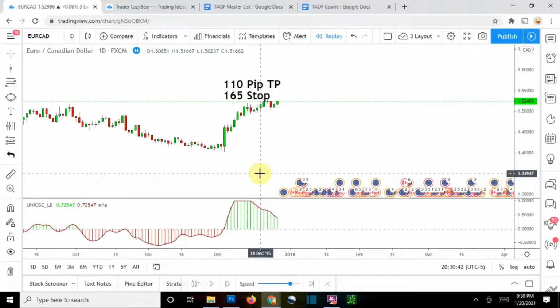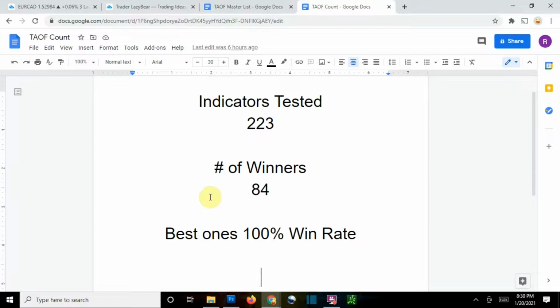Alright, as I said, today we will be testing Ehlers Universal Oscillator. But before we do, I wanted to put the scoreboard up for everyone to see. So, to date, we have tested 223 indicators, and out of those 223 indicators, 84 of them have been winners, which means that they have met or exceeded the 60% win-loss ratio threshold that we have set for them. The best ones so far were able to achieve a 100% win rate.